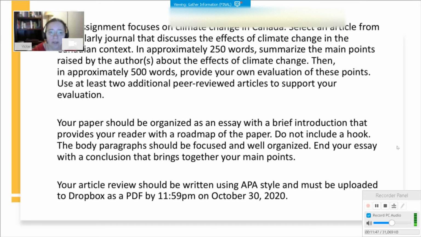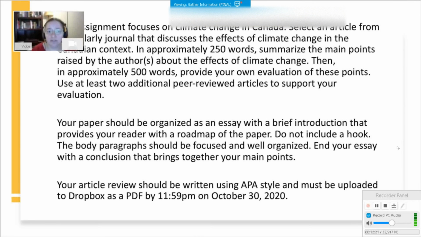So here's another example assignment. It's quite a lot of text on the screen, so I'm going to read through the entire assignment first. So this example assignment focuses on climate change in Canada. Select an article from a scholarly journal that discusses the effects of climate change in the Canadian context. In approximately 250 words, summarize the main points raised by the authors about the effects of climate change.